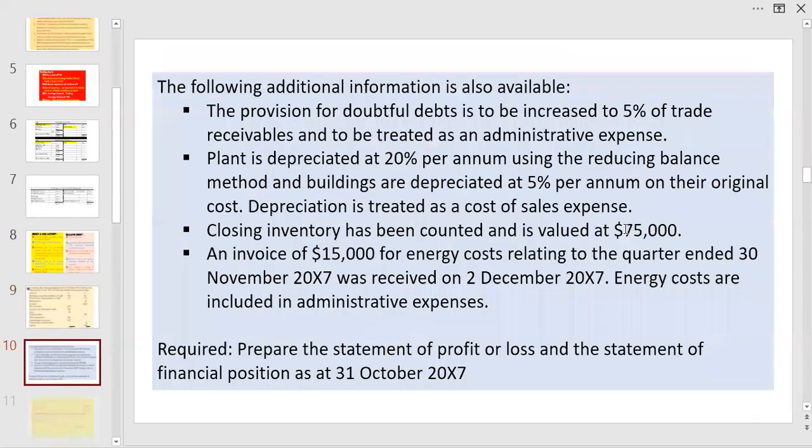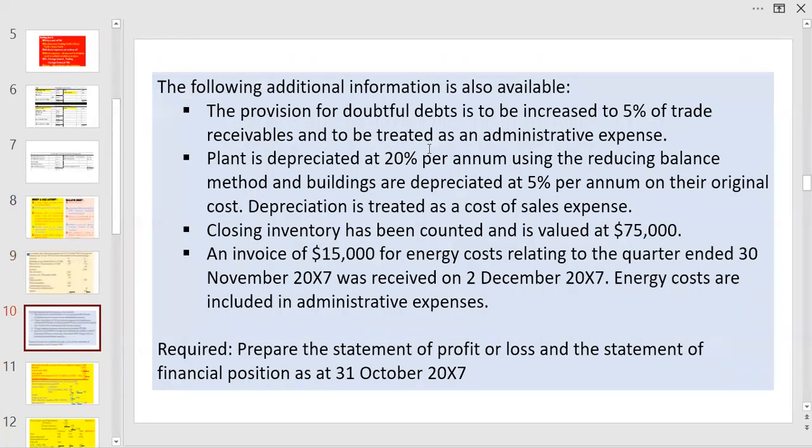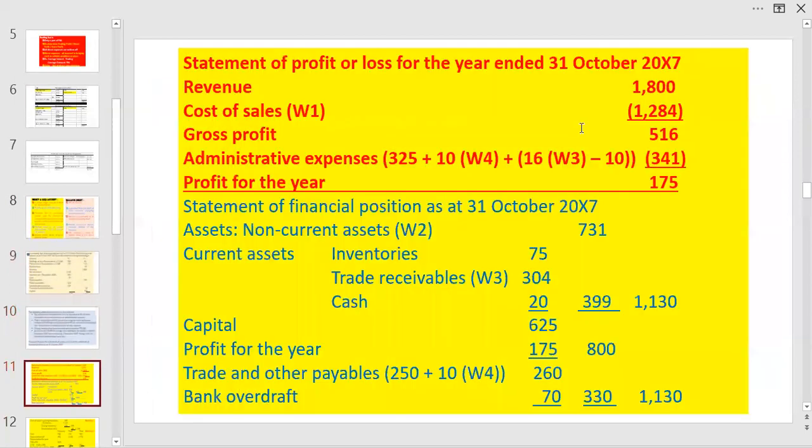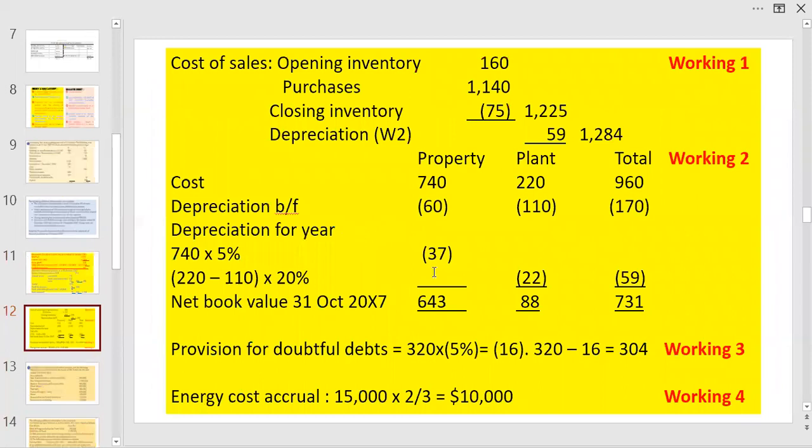Additional information is available, the first of which is that the provision for doubtful debt is to be increased to 5% of the trade receivables. Please look at the working 3. Trade receivable is 320, 5% of that is 16. There is already a provision of 10, so only 6 is needed. The difference will be charged to the administrative expenses.